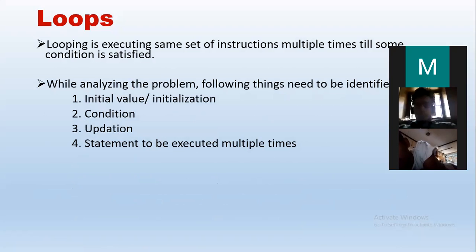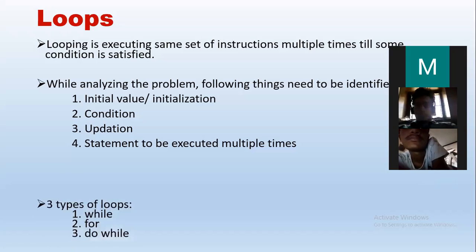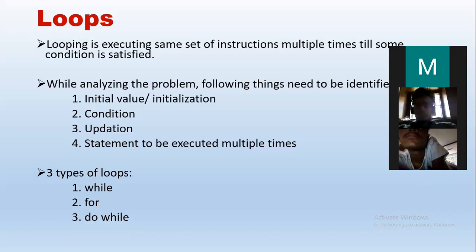Here we have seen that there are mainly three parts along with the statement which has to execute multiple times. That is ICU: initialization of the index variable which keeps count of how many times we have executed, the condition to be checked, and updation. Updation can be any type of operation, addition, subtraction, etc. And we have discussed three types of loops, that is while, do while, and for loop, right? Three types and their syntax. We have discussed different types of problems related to while, for, and do while loops.